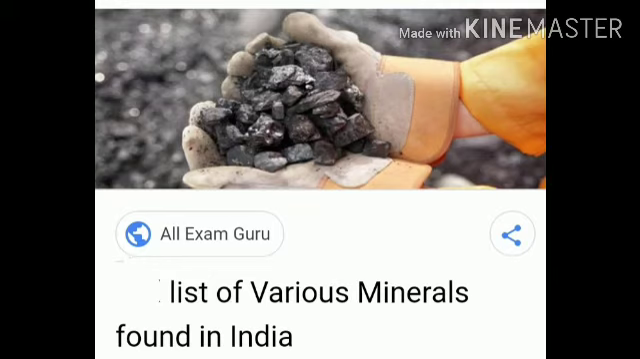Now the next is the ocean waters. The ocean waters contain vast quantities of minerals, but most of these are too widely diffused to be of economic significance. However, common salt, magnesium, and bromine are largely derived from ocean waters.